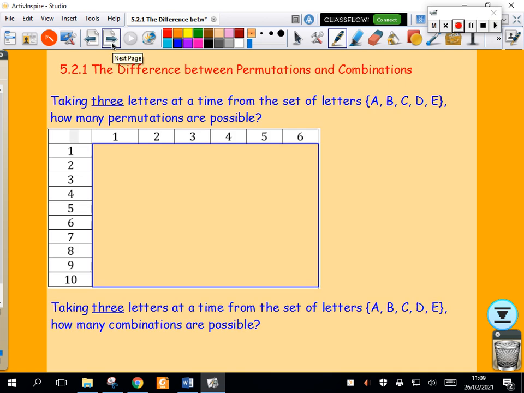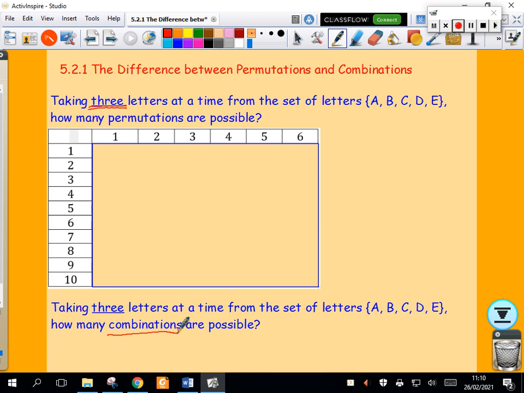This idea: it says taking 3 letters at a time from the set of letters A, B, C, D, and E, how many permutations are possible? So I'm taking 3 letters at a time from the set of letters A, B, C, D, and E. I want to think about how many permutations are possible. One thing I might think about first is all the different combinations that are possible, taking 3 letters at a time.